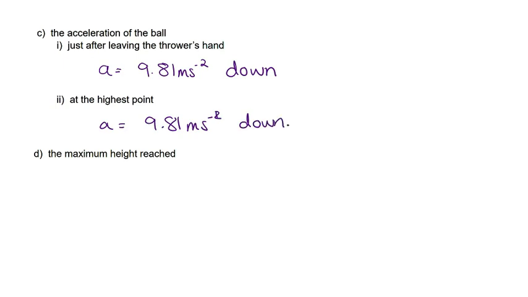Okay, the maximum height reached, that one we actually need to calculate. So we're going to need to do the whole process. So part of the process is to define direction as positive. Here we've got up and down motion happening, so I choose which one I want to define as positive. I'm going to choose up as positive just because it makes more sense.